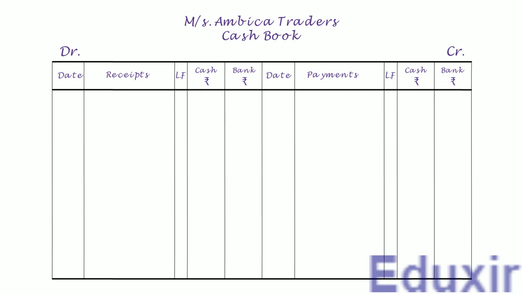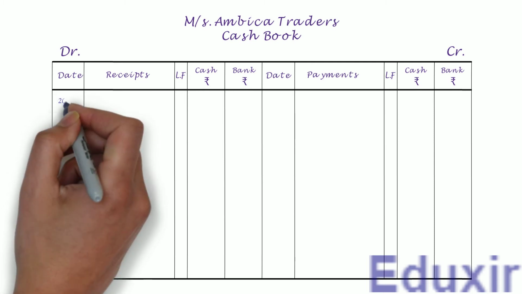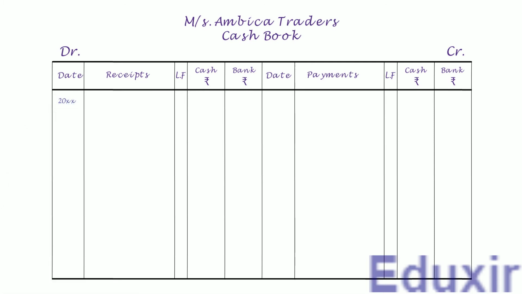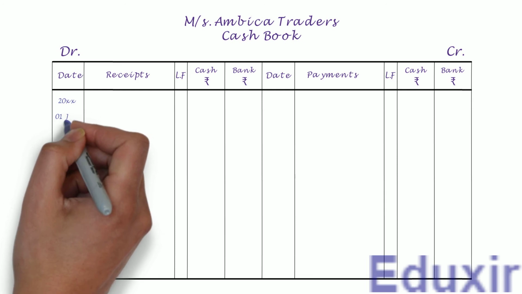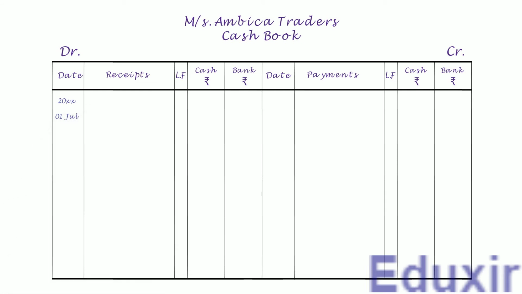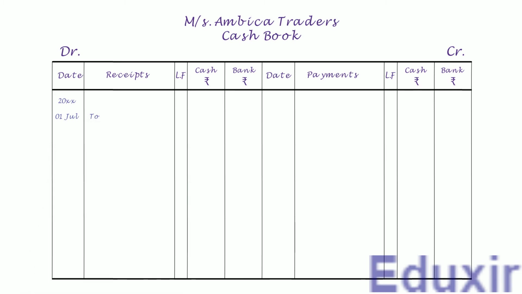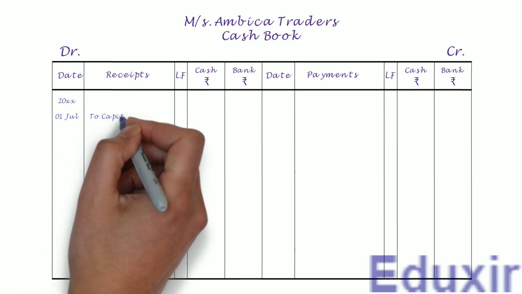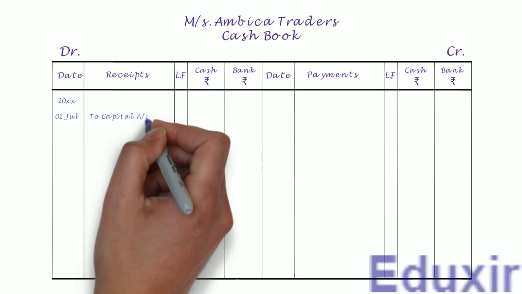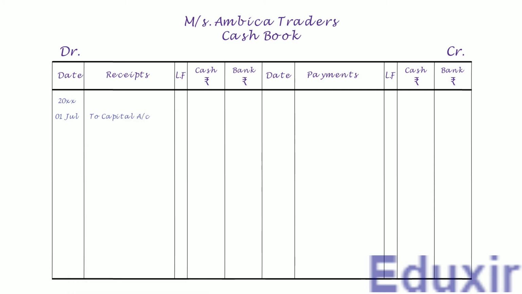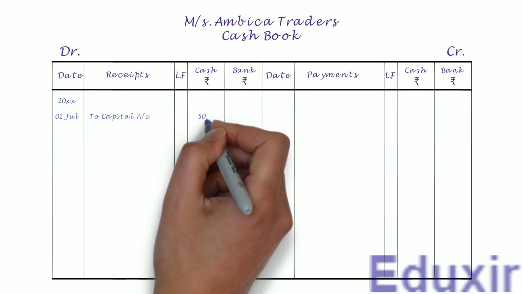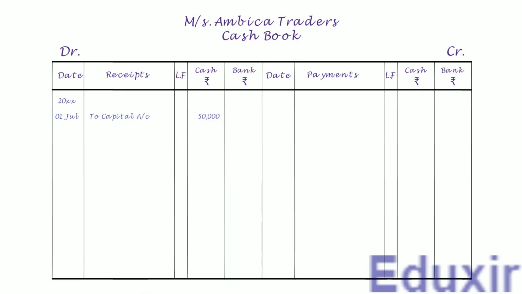Now on the debit side, let's first write the year. Let us then record the date. The entries in the receipts column start with "To". Let us also record capital in the receipts column. Now, as we are dealing with the cash here, we need to enter the amount in the cash column. Let us record the debit amount of 50,000 rupees into the cash column. That completes the recording of this transaction into the cash book.